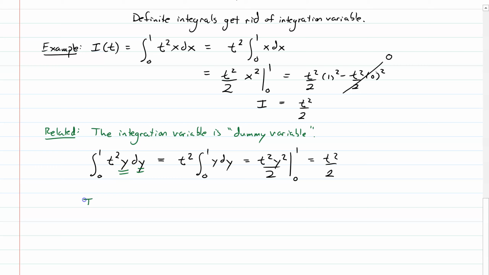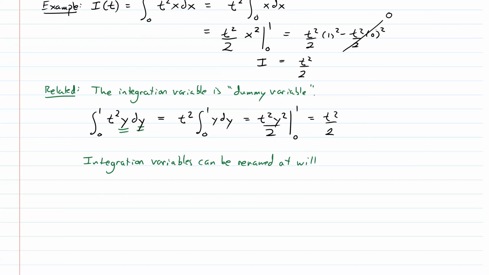So integration variables can be renamed at will. Basically, anytime you want to, you can rename it to something else. I could do the same thing. Integral 0 to 1 t squared. Maybe I call it q, right? q dq. That's still going to be t squared over 2. Doesn't matter what that variable is, because the result doesn't depend on that variable, so I can call it anything I want.